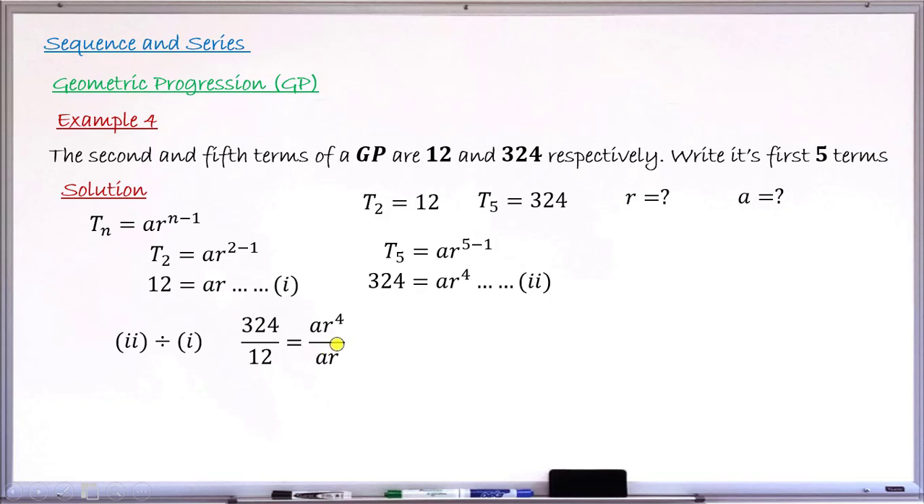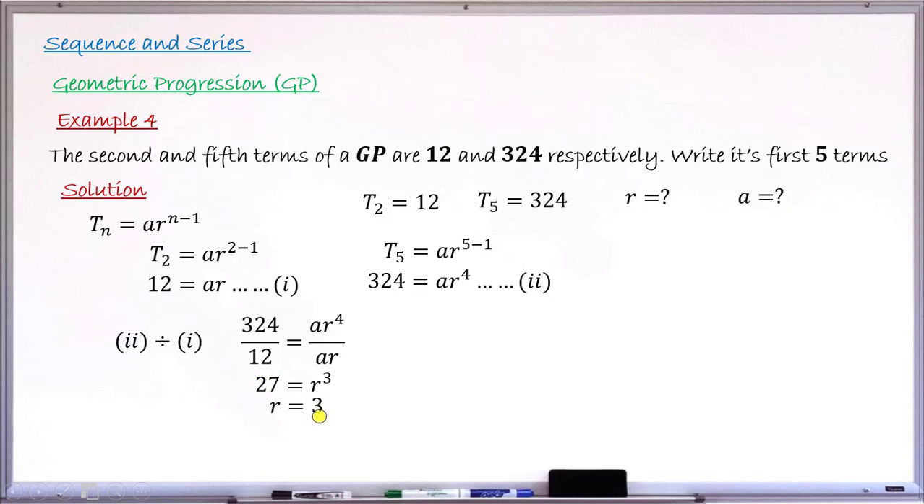Look at it. With this, A will cancel, and R raised to 4 divided by R raised to 1 gives you R raised to the power of 3. Dividing 324 by 12 gives you 27 equals R raised to the power of 3. What I'm going to do next is to get the cube root of both sides. That will give you R as 3. Cube root of 27 gives you 3.